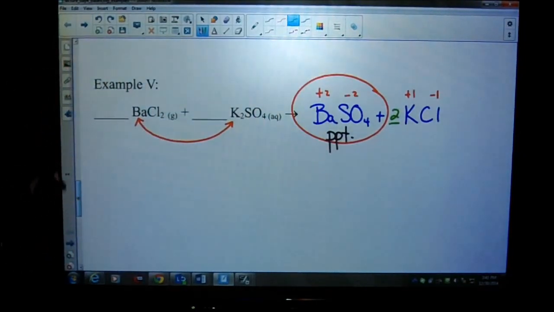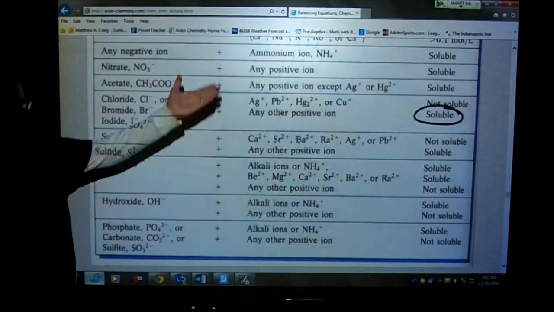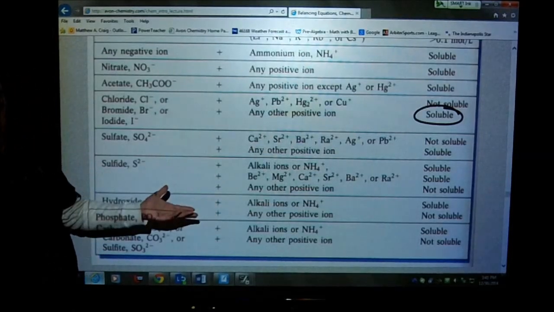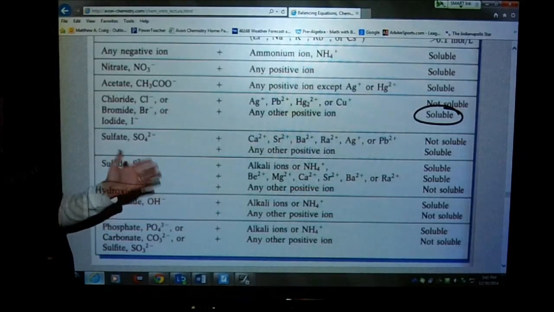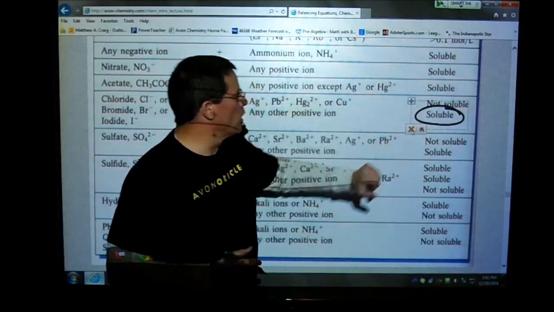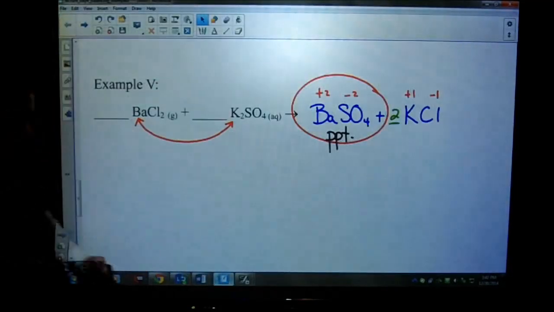Again, the hardest part of this whole thing is once you have your products to use this table, and you will be using this table. You have access to this, so don't try to memorize it. We'll save that for AP. But don't try to memorize this, but know how to use it for now. Okay? All right, let's look at the last example.